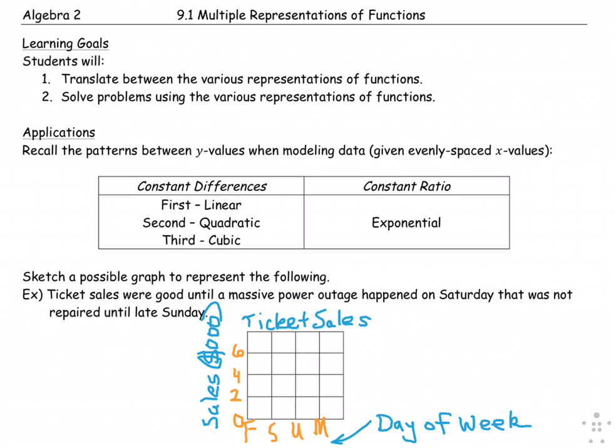My title is ticket sales. My dependent axis is going to be sales in thousands of dollars, and my independent axis is going to be days of the week: Friday, Saturday, Sunday, Monday.